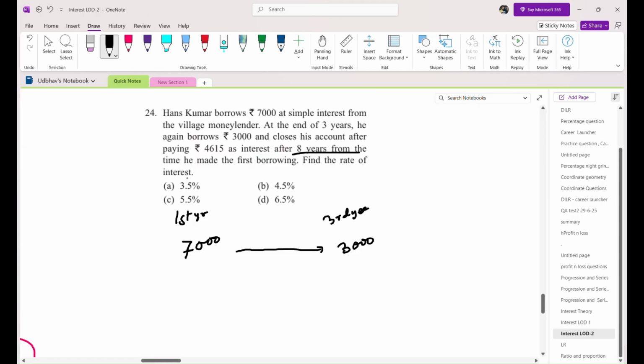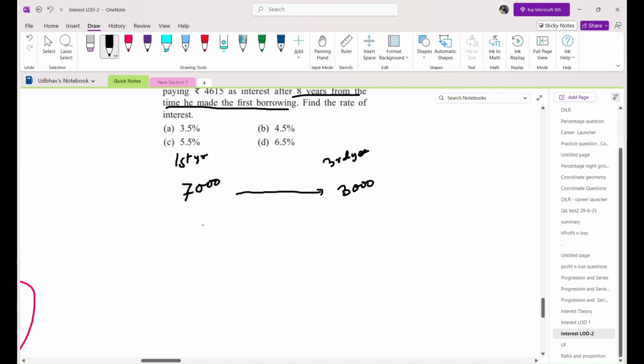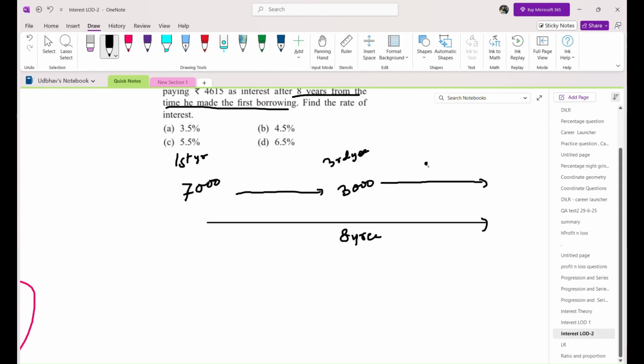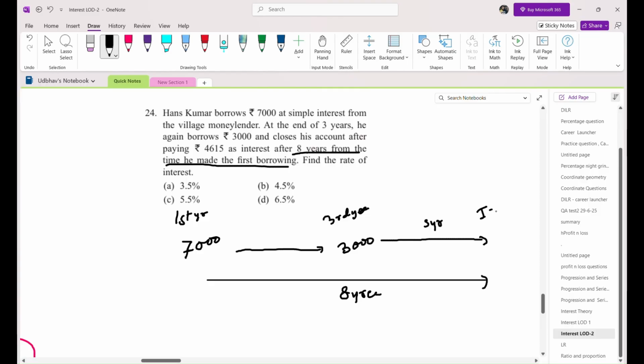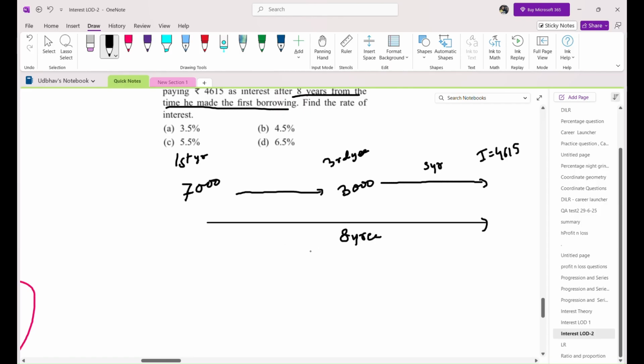And he closes accounts after paying this as interest after 8 years. Okay, so the 8 years is from the time he made the first borrowing. Here is the time when he made the first borrowing. So from here to here, that is 8 years, and from here to here it will be 5 years more. Here his total interest came out to be 4615. We have to find the rate. So he is borrowing two times. The first time he borrowed 7,000, and he is keeping it with him for 8 years.